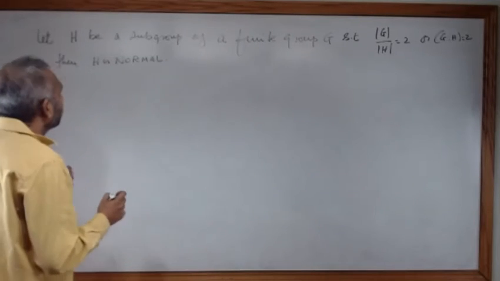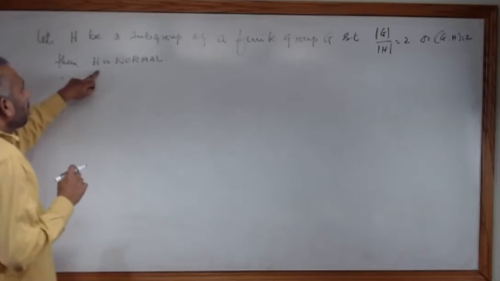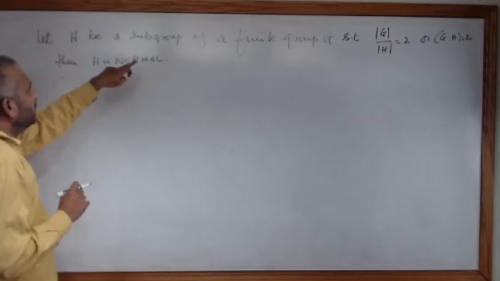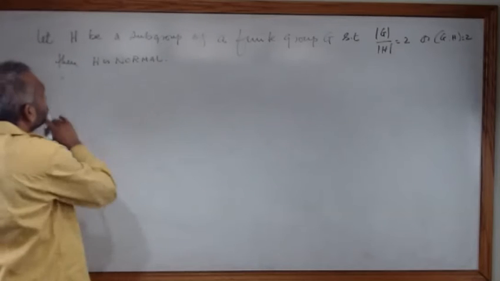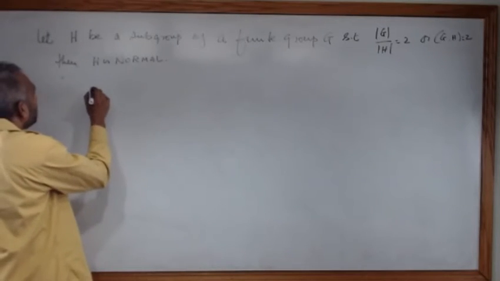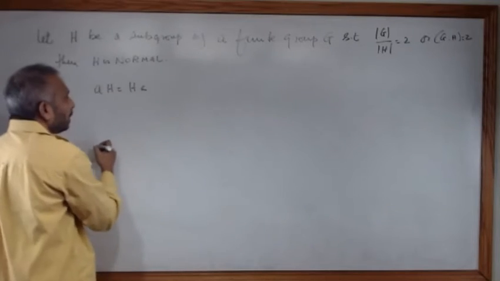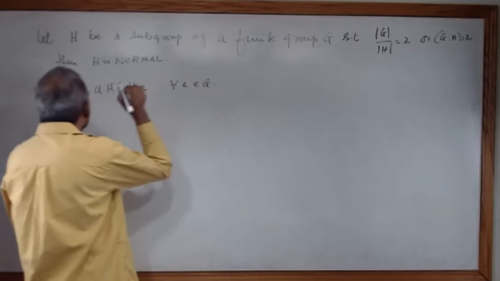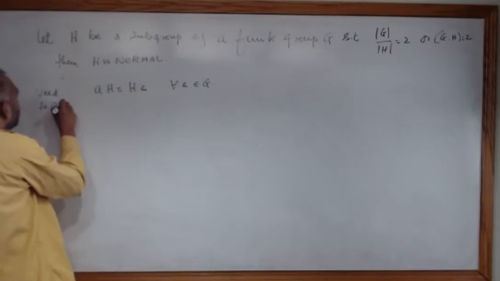So this means that the number of left or right cosets of H in G is 2. So what we need to prove is that aH is equal to Ha for all a in G. This is what we need to show.